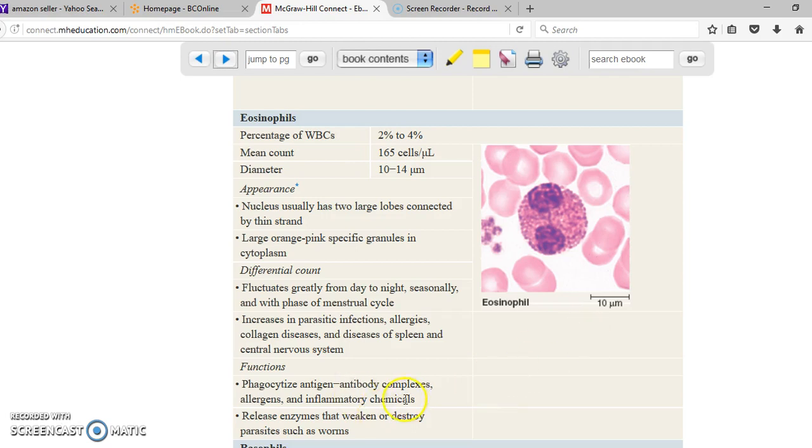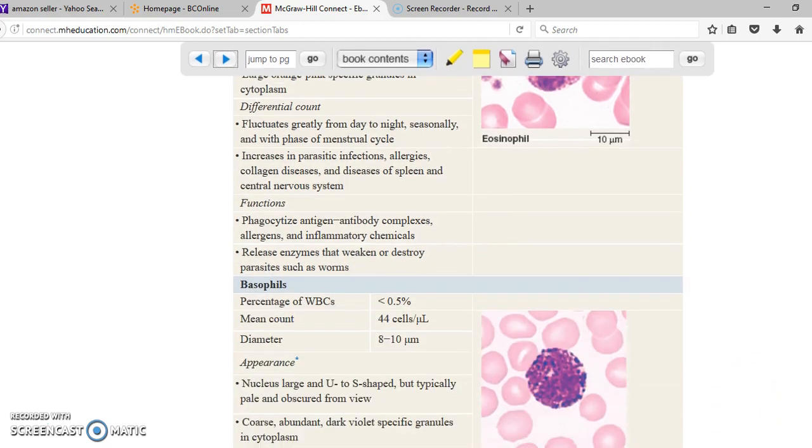The chemicals that you're going to have inside these granules, when they are released, they're going to weaken or destroy, for example, parasites such as worms. So when you have a parasitic infection, chances are that you're going to have an increasing number of eosinophils that you're going to find in your blood smear. So let's take a look at the other one.